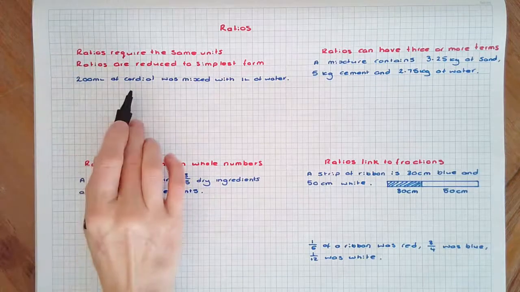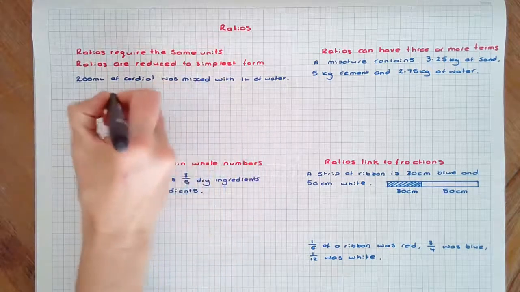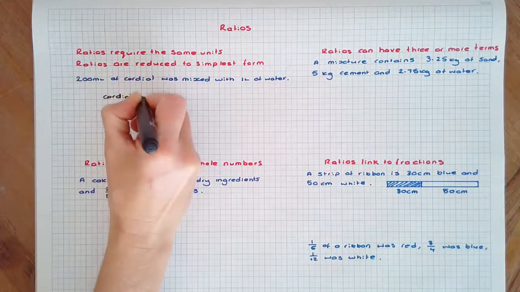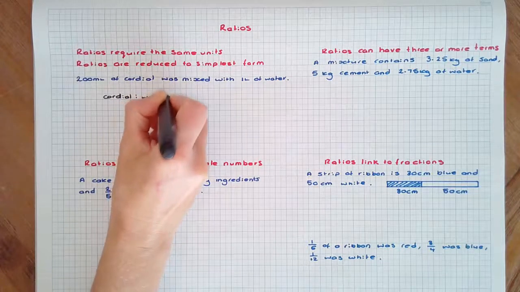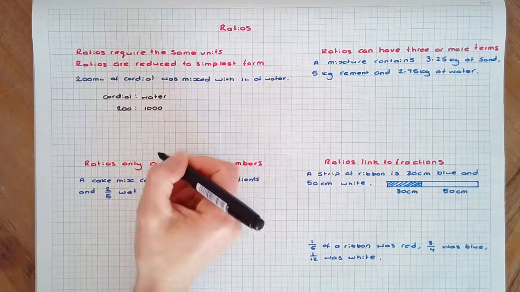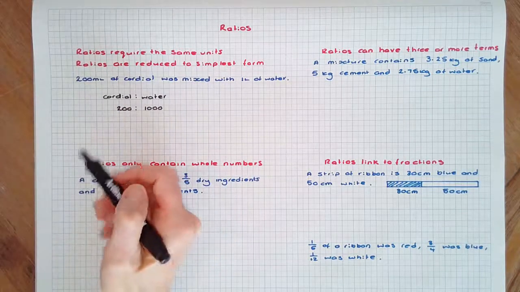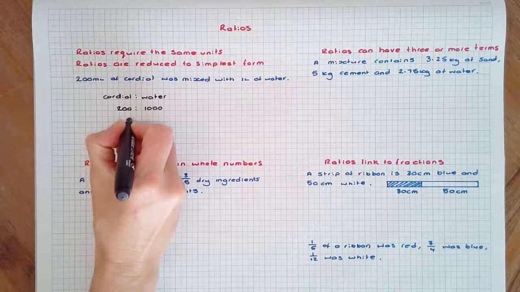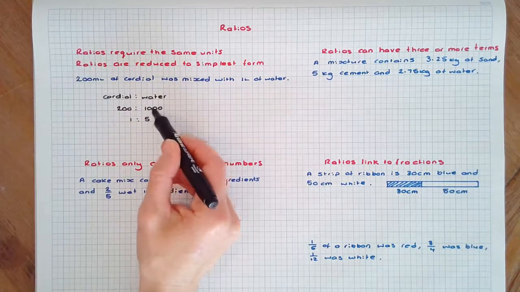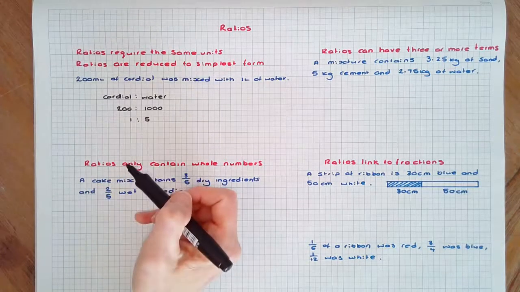If 200 ml of cordial was mixed with 1 litre of water, we can write the ratio of cordial to water as 200 millilitres to 1,000 millilitres. We need to have both in the same units. This would simplify to 1 to 5, dividing each by the highest common factor. We don't include the units in the final ratio.